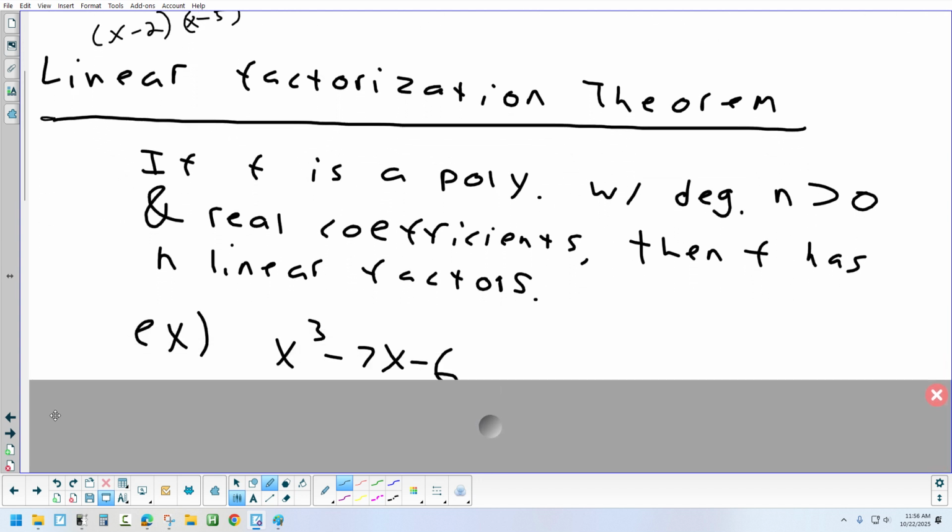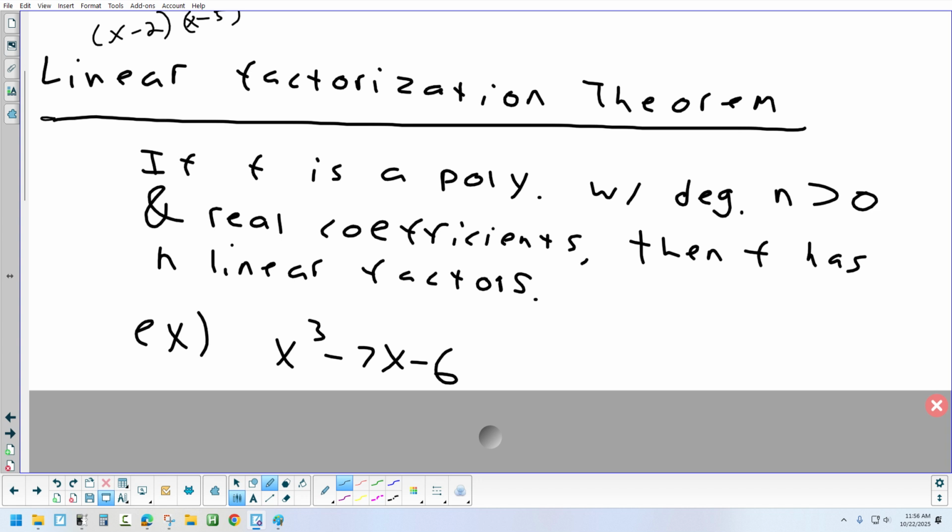So if you were doing a cubic problem, how many roots would this problem have? Yeah, 3. How many factors would it have?